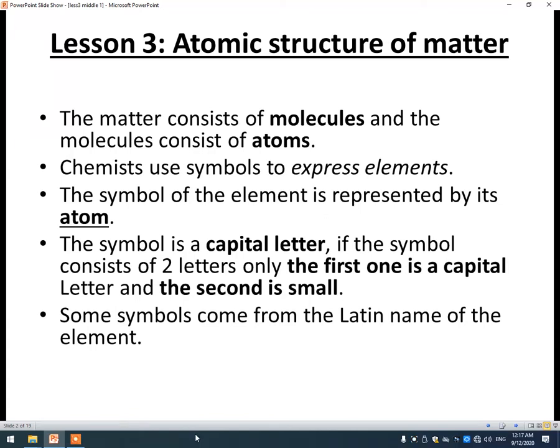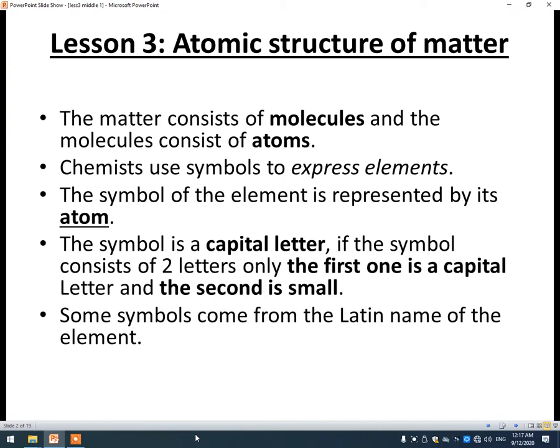Now we are talking about the third lesson of Unit 1, which is about the atomic structure of matter. As we talked before, matter consists of molecules, and the molecule consists of atoms. Chemists use symbols to express these elements. The symbol of the element is represented by its atom.